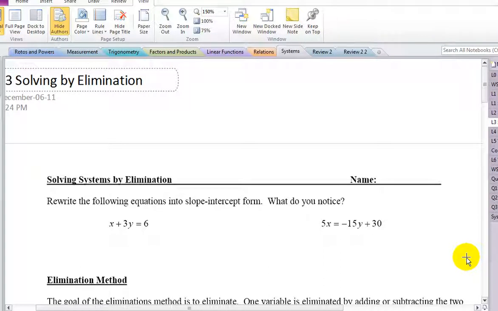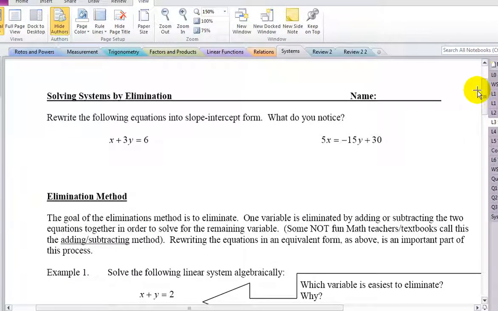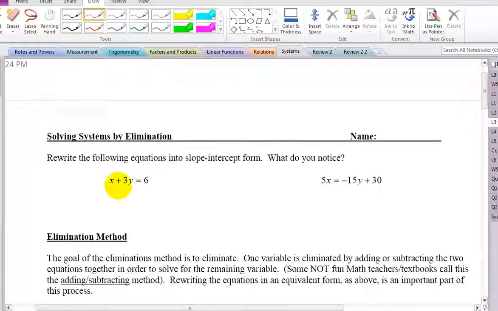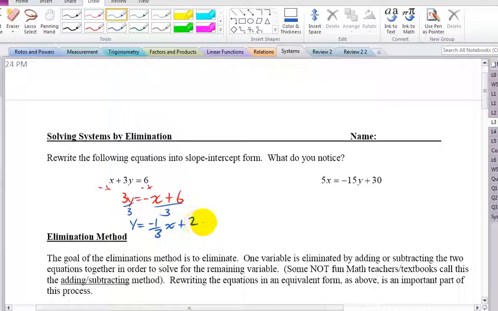equations into slope-intercept form. What do you notice? I mean, these look really different, don't they? Like totally different equations. But today, and especially tomorrow, we're going to play with your mind. Let's just quickly change them by adding, subtracting. So right away we go minus x both sides, 3y equals negative 1x plus 6. Then divide by 3. And so we get y equals negative 1/3 x plus 2.